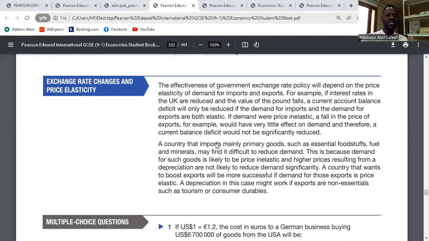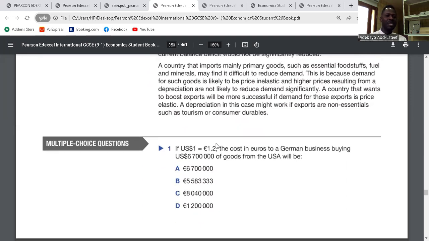And if a country wants to boost its exports, it will be able to do that if its product is price elastic. Because if the demand for your product is price elastic and you are depreciating the value of the currency, it means foreign customers will buy more of your products, and that would improve your current account balance. Any question about it? Great. So we have the MCQ.